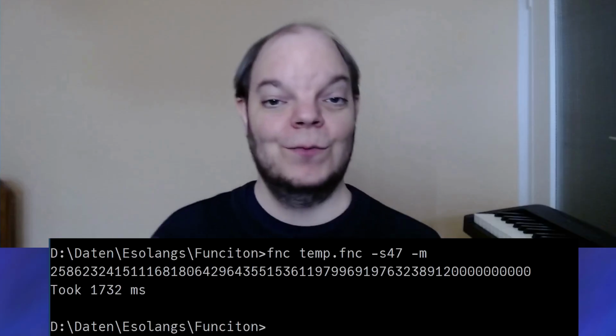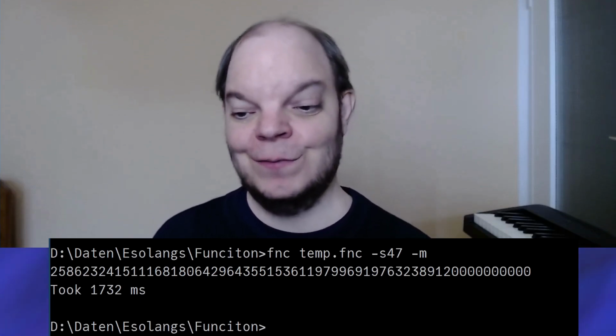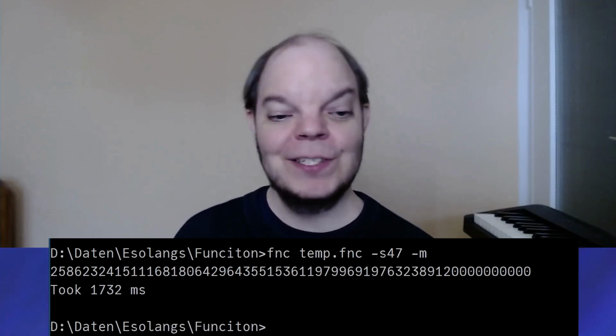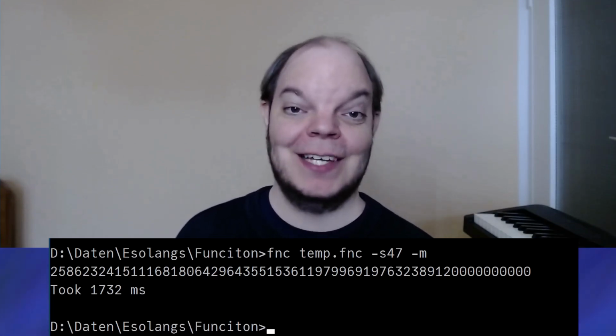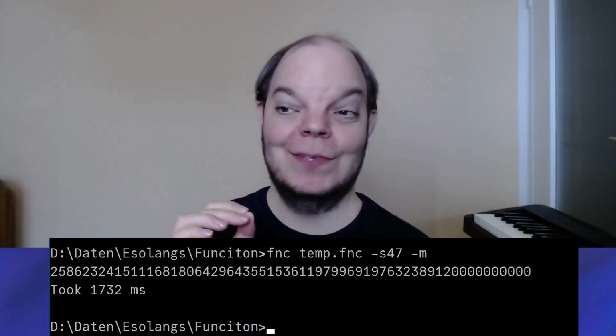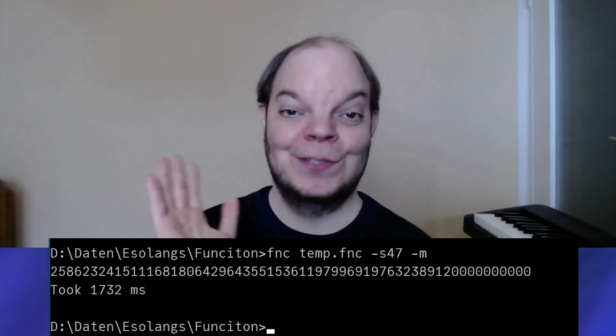In fact, remember when I used the factorial program to calculate 47 factorial? Well, take a look at this. Not only is it a very large number, but the factorial function actually calculates this reasonably quickly, 1.7 seconds. It would never be that quick if it were exponential time. It would take as long as the age of the universe.